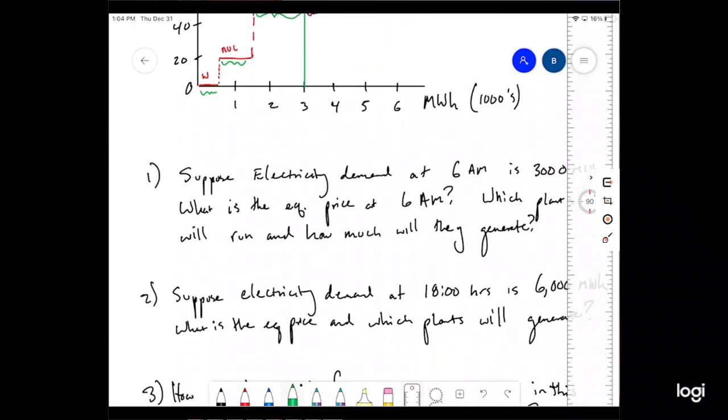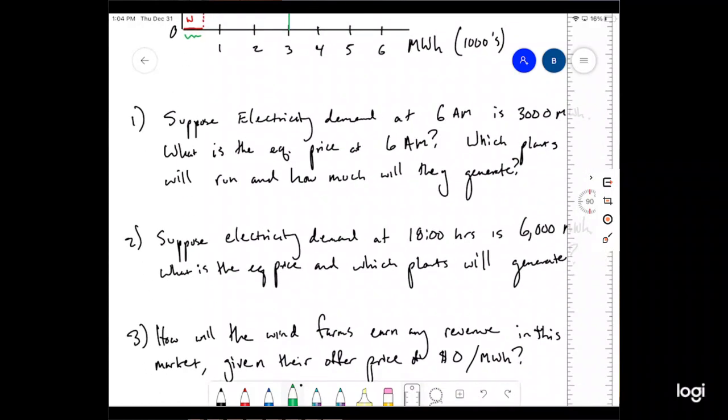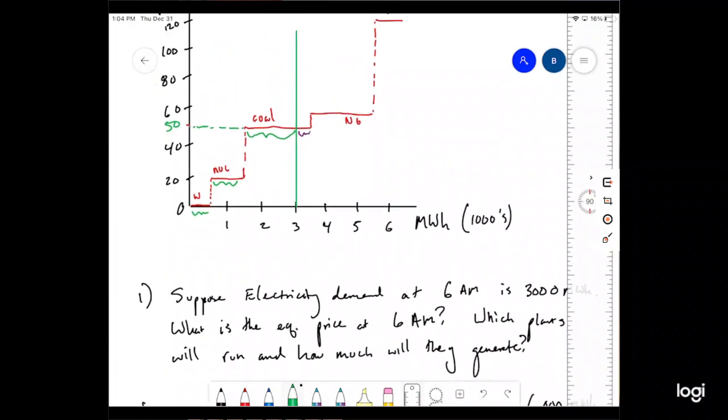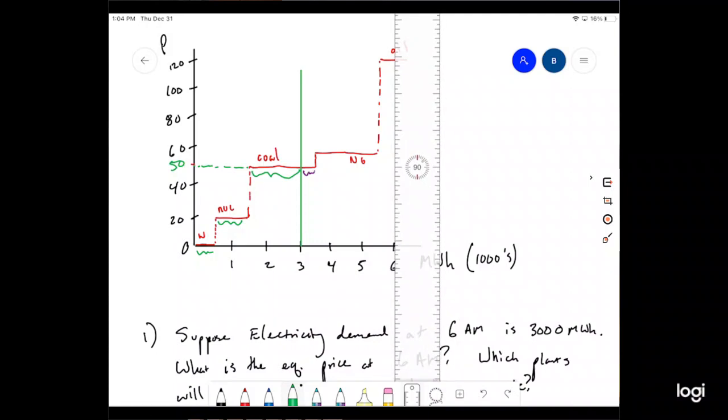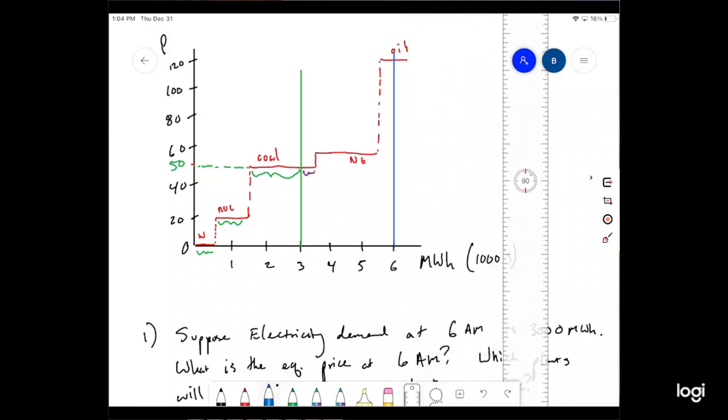What about at 1800 hours, or 6 p.m.? Suppose demand at 1800 hours is 6,000 megawatts. What is the price and what plants will produce? So let's put our aggregate demand curve here at 6 p.m., or 1800. What's our equilibrium price?